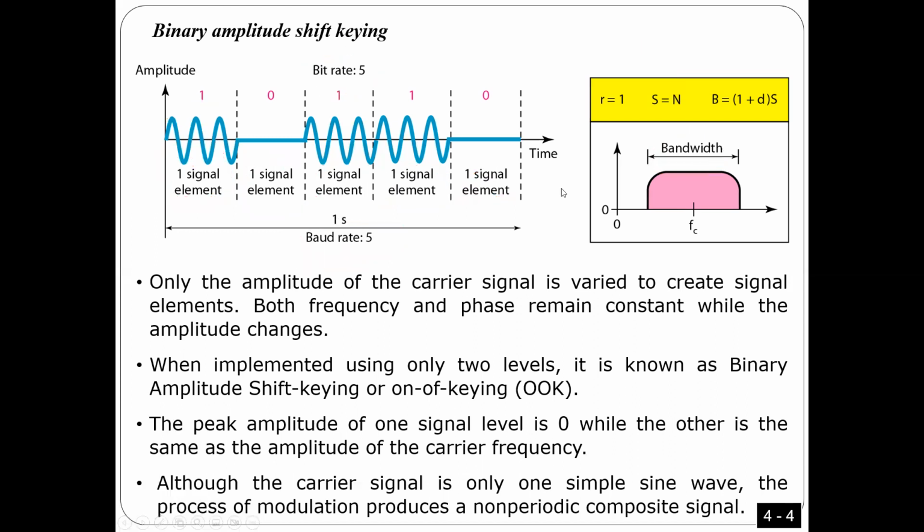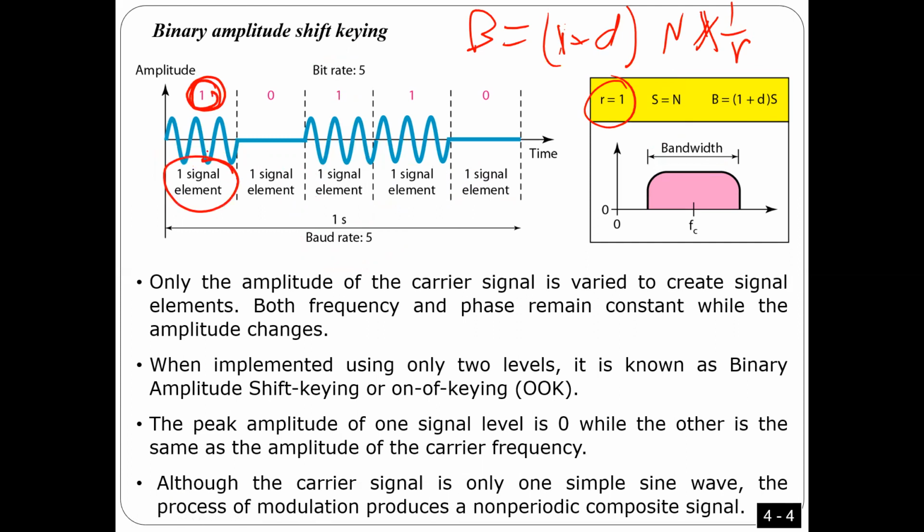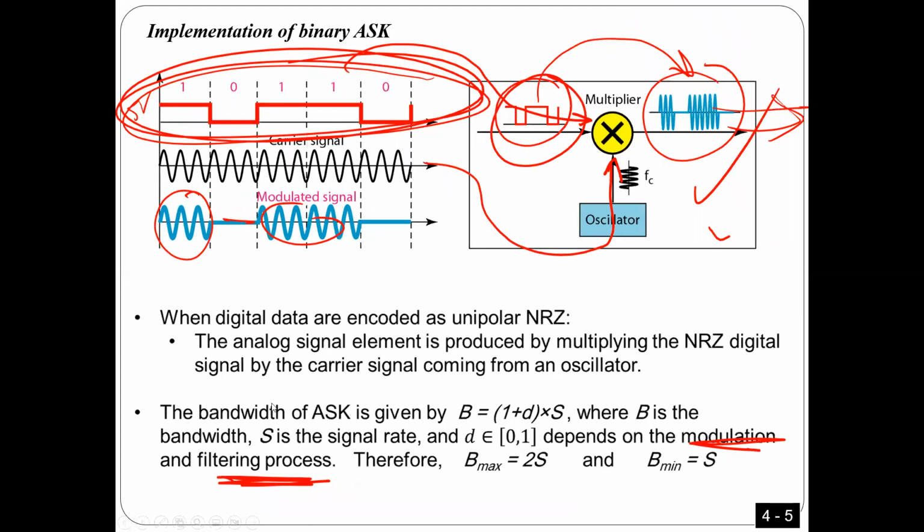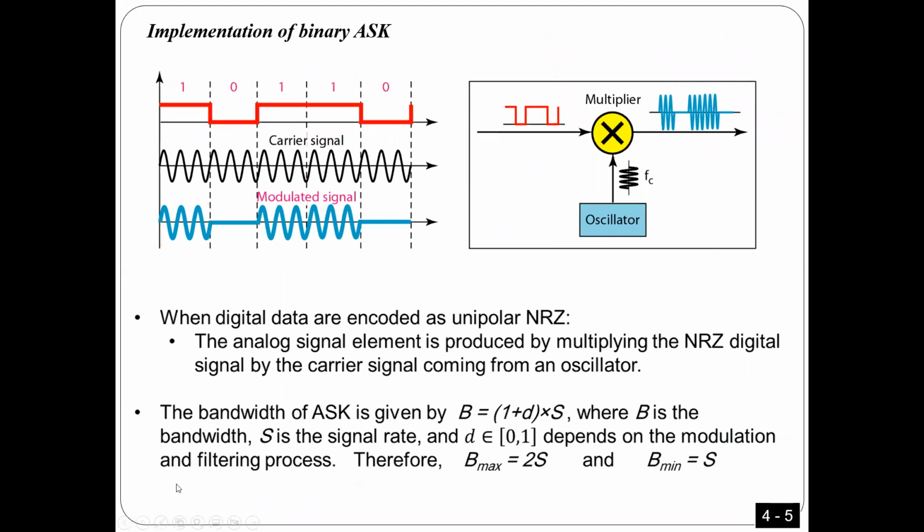Okay, so here, as you see, B, the bandwidth, should equal (1 plus D) times S, which is N times 1 over R. Okay, here R is 1. We're gonna calculate R in the same way we calculated before. R here is gonna be one bit for every one signal, so it's gonna be 1 over 1, which is 1. Okay, so by this way, B, the bandwidth, should equal (1 plus D) times N. Is that okay? N is the bit rate.